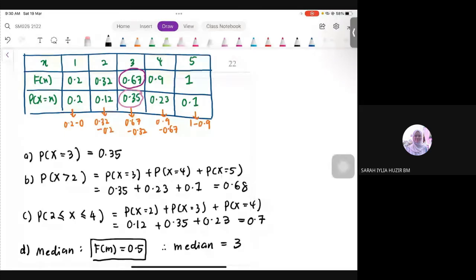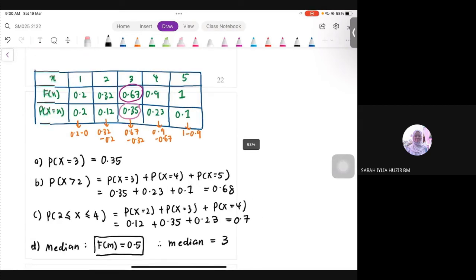Kita tahu dia ada kat situ. Median memang biasanya tak ada jalan kerja. Terus dia nampak daripada table. Make sure you choose the correct value of X. Okay, settle.